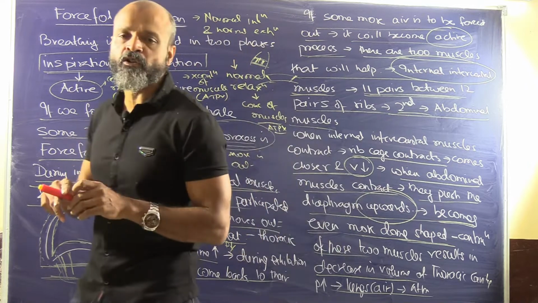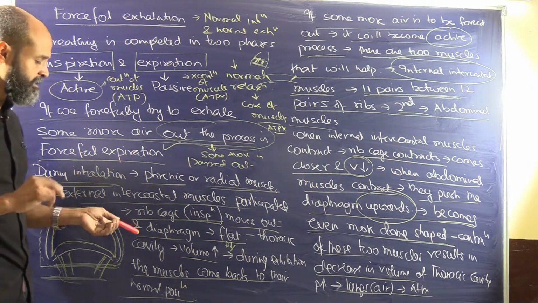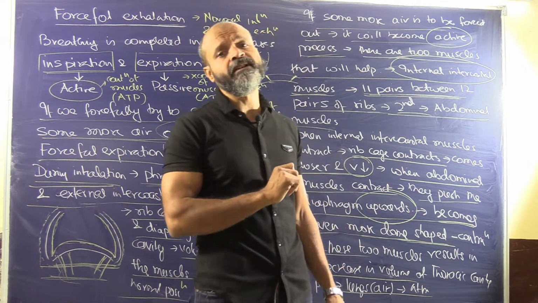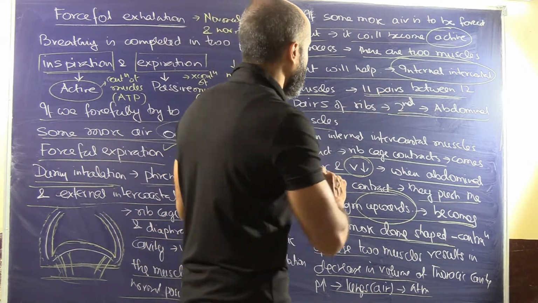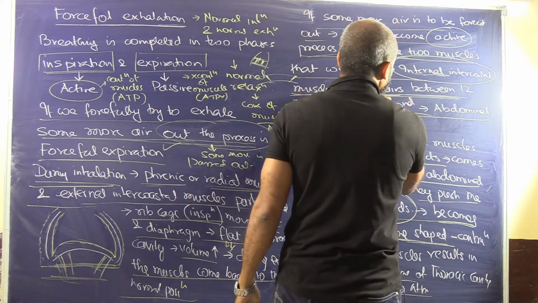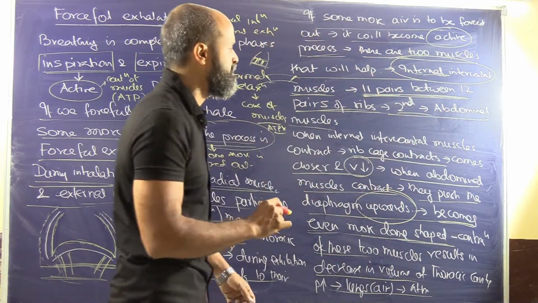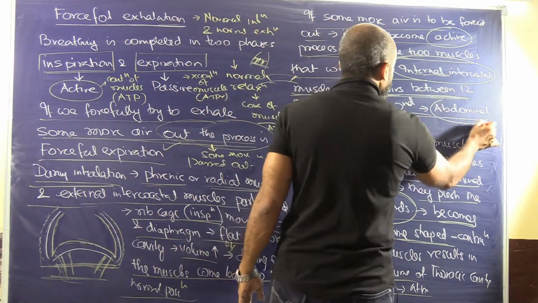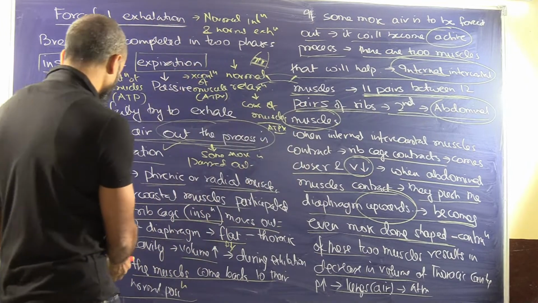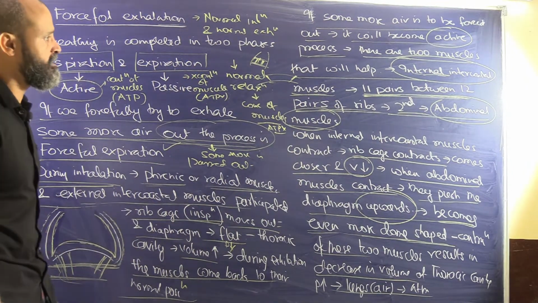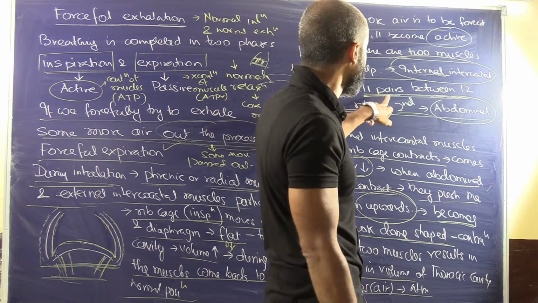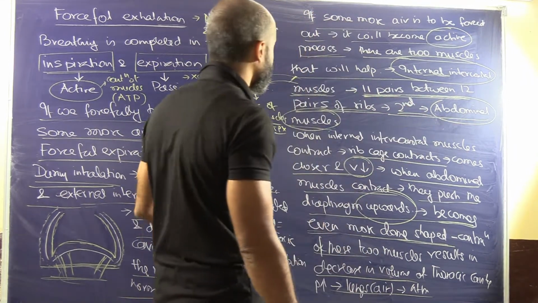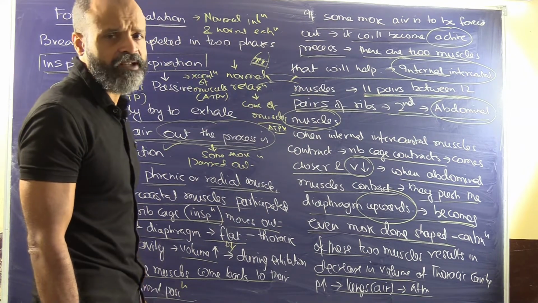And during this actual contraction of muscles, what happens is that there are internal intercostal muscles within the rib cage, which are 11 pairs between 12 pairs of ribs, and there are abdominal muscles as well. So these abdominal muscles and the intercostal muscles, they do what? They decrease the volume of the thoracic cavity.